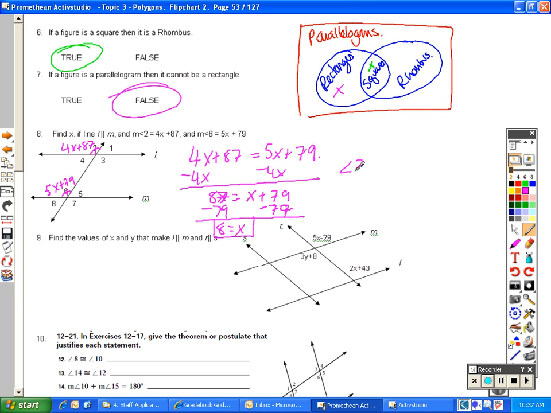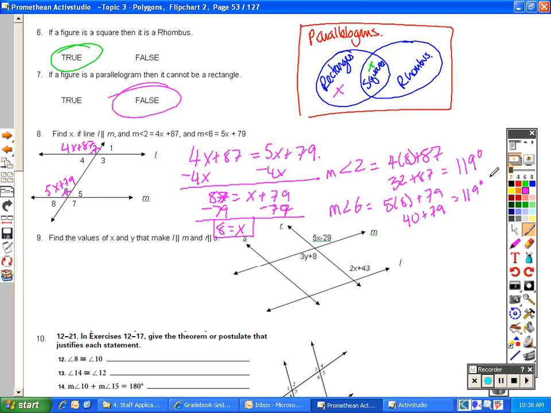I like to make sure that it actually works. So the measure of angle 2 should be 4 times 8 plus 87. 4 times 8 is 32 plus 87, which is 119 degrees. If I want to double check, the measure of angle 6 should be 5 times 8 plus 79. 5 times 8 is 40 plus 79, and that also is 119. So it definitely works for both.